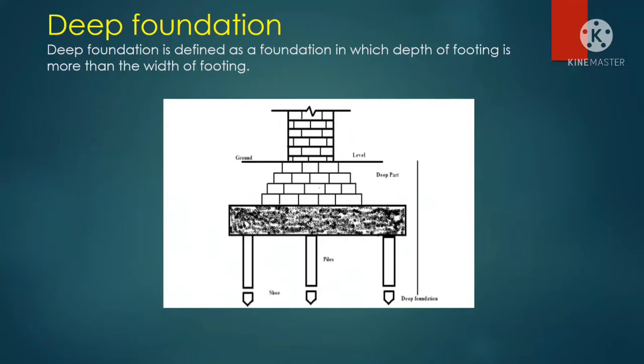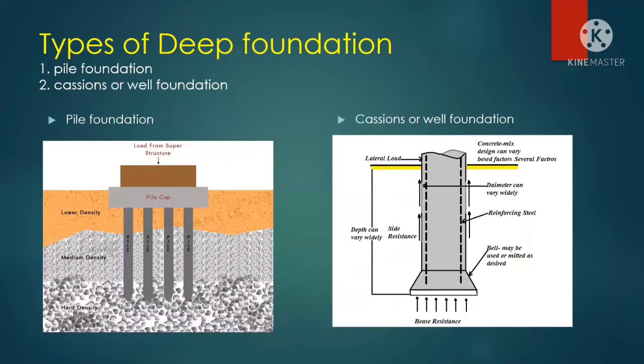There are again two types of deep foundation which we can learn from here, that is types of deep foundation. You can see pile foundation and caisson or well foundation. So pile foundation is, you can see from the picture, you can understand. I have listed the conditions in which we are going to provide the deep foundation, and in which case we are going to provide the shallow foundation. So we will learn it from the next slide.